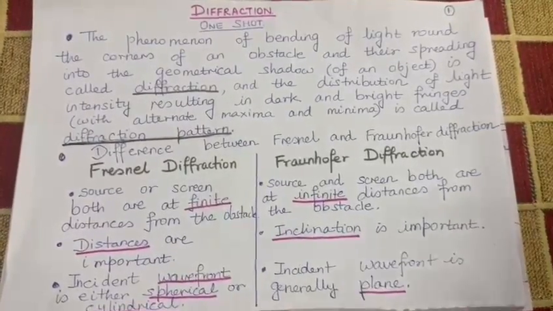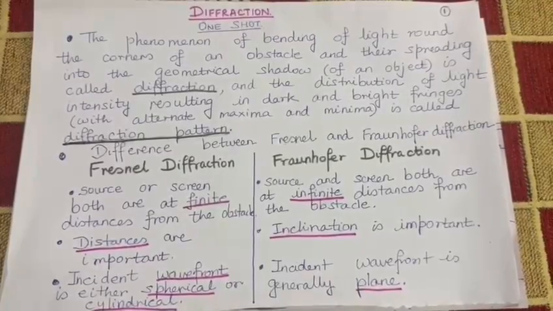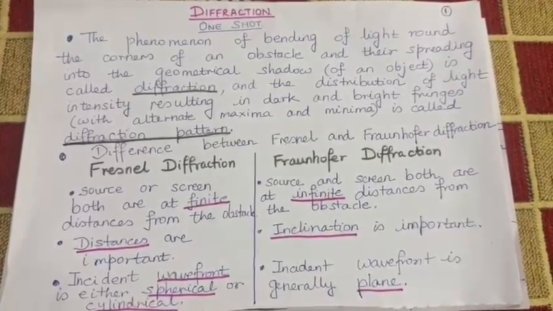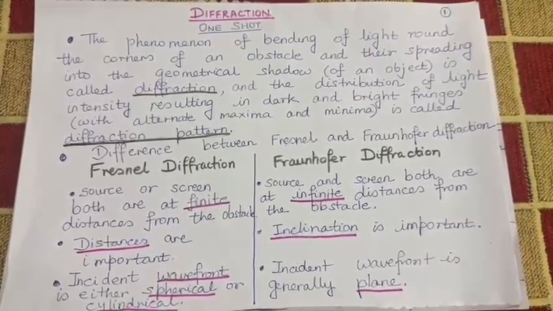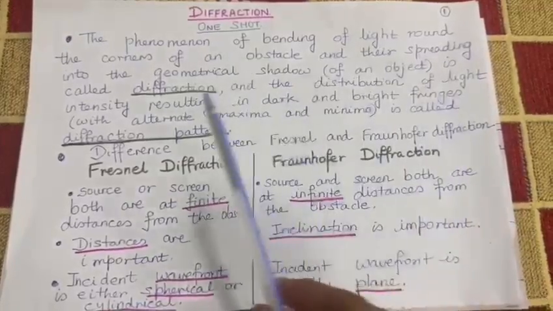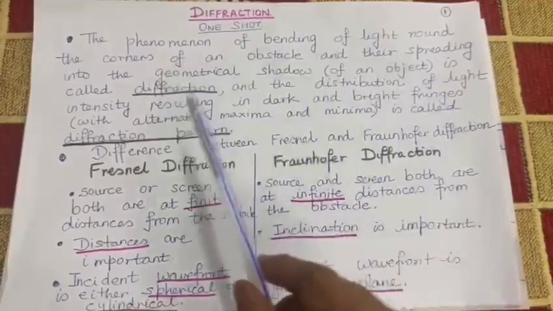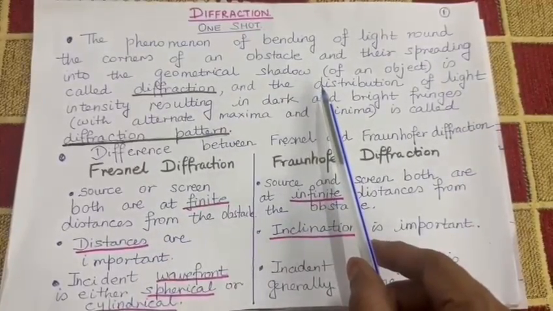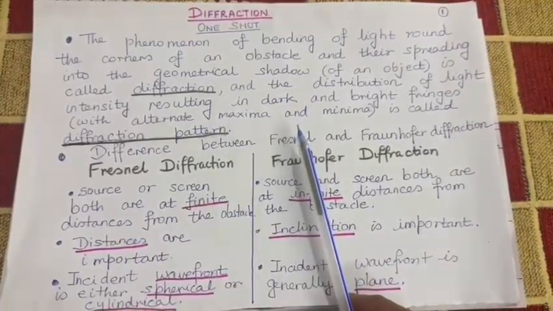Today we will discuss diffraction due to single slit for B.Tech first year students. So what is diffraction? The phenomenon of bending of light around the corners of an obstacle and their spreading into the geometrical shadow of an object is called diffraction.